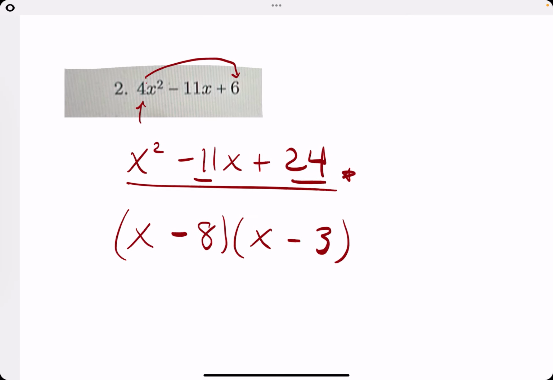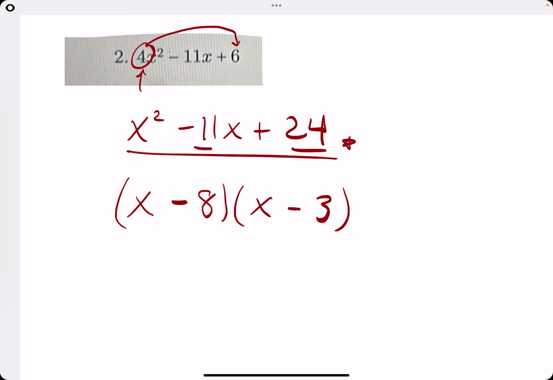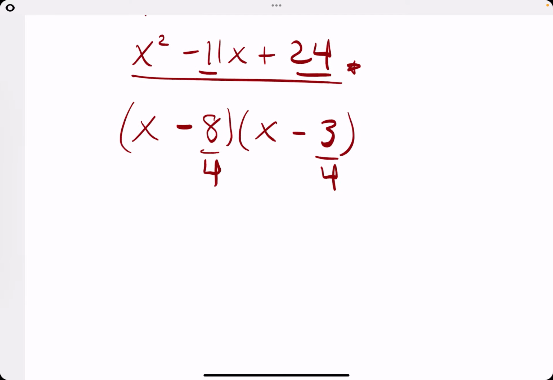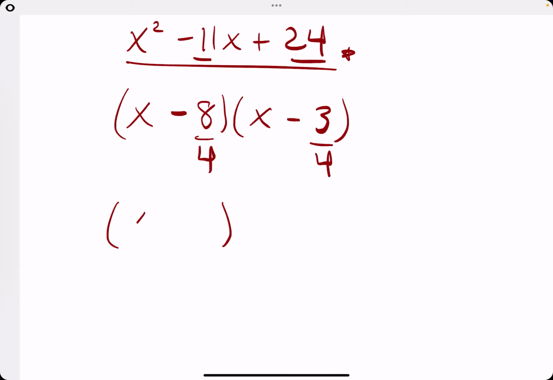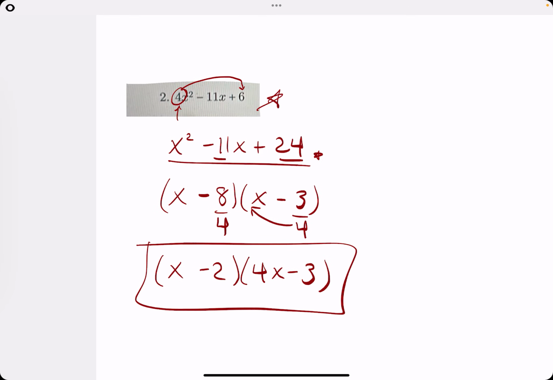However, keep in mind, at the start, we multiplied the 6 by the 4. So here's where this method that I call the slide method gets a little tricky, I guess. You have to remember to divide by the 4 since you multiplied by the 4 at the start. So we divide both these by 4. If it divides nicely, you divide it nicely and you get x minus 2. If it does not divide nicely, you throw that 4 right in front to get 4x minus 3. And these are the correct factors of the original expression.